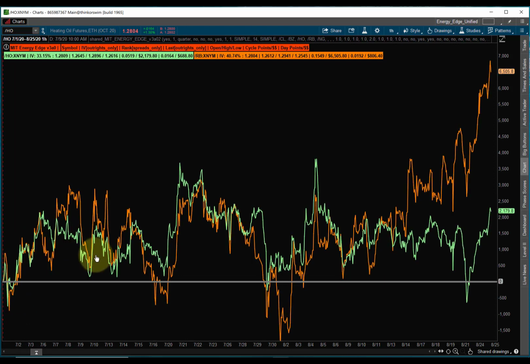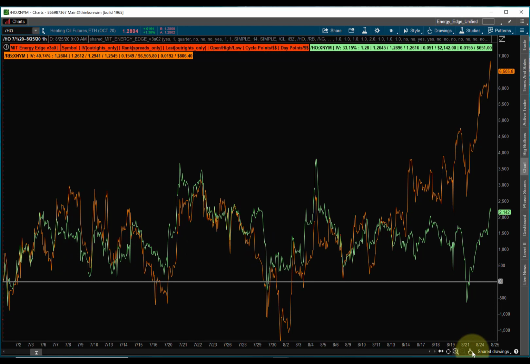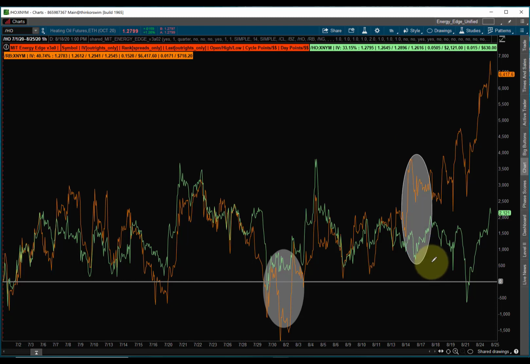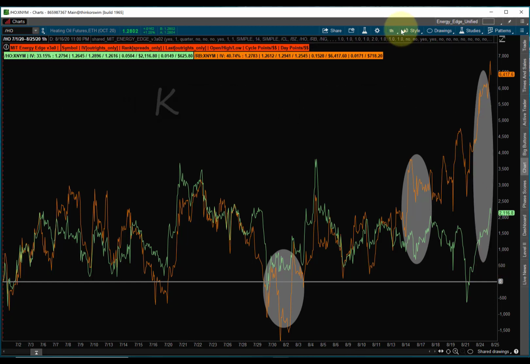Heating oil and RBOB are two closely correlated contracts. Once in a while, those relationships will break down. Like they did here. Like they did here. And for sure, like they're doing right now. Now let's put the spread back on.